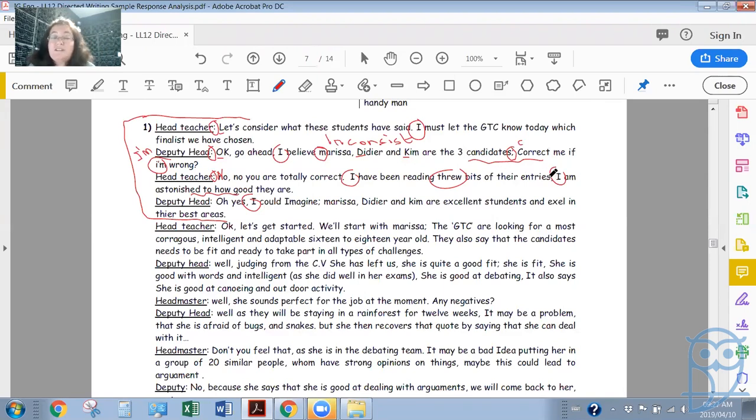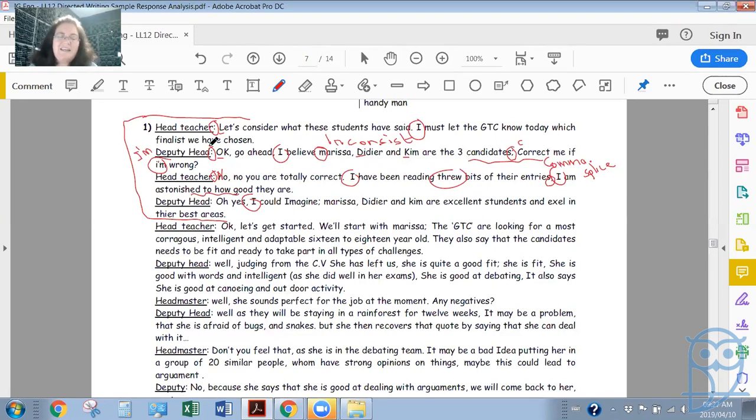And this, we could say, is a comma splice error, a very, very common mistake students make, where you separate two main ideas that should be complete sentences on their own with a comma. There should really be a full stop here. I've been reading through bits of their entries, full stop. I'm astonished to how good they are, full stop. If the idea can stand on its own, it's a full sentence. Okay, it stands on its own and it makes sense.